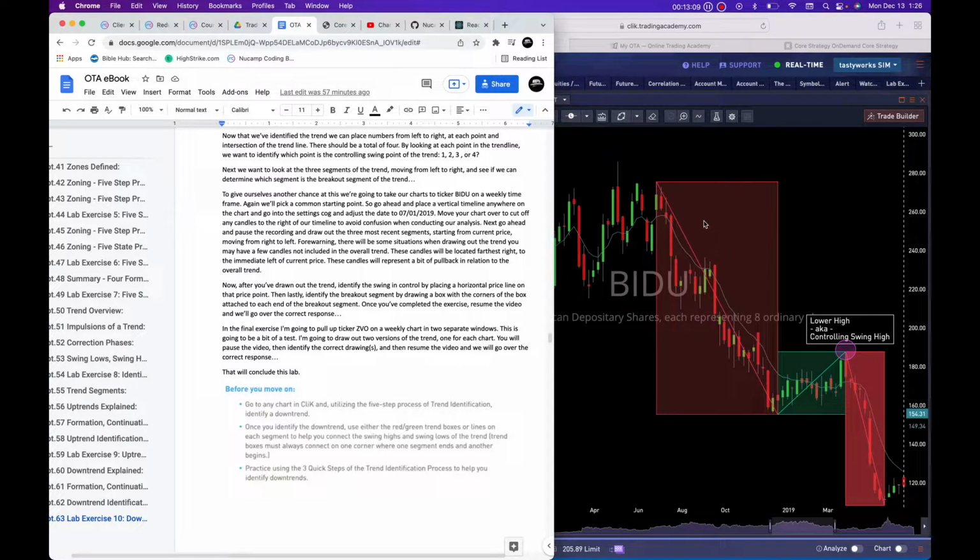So again, we have a high, we have a low, we have a lower high. Then once price crosses below the low, this segment becomes the breakout segment, and the lower high becomes the controlling swing high. And we say that it is the controlling swing high because if price moves back up and crosses this price point, the downtrend is discontinued.